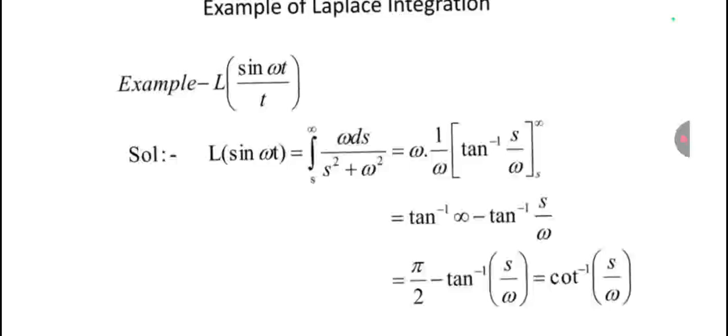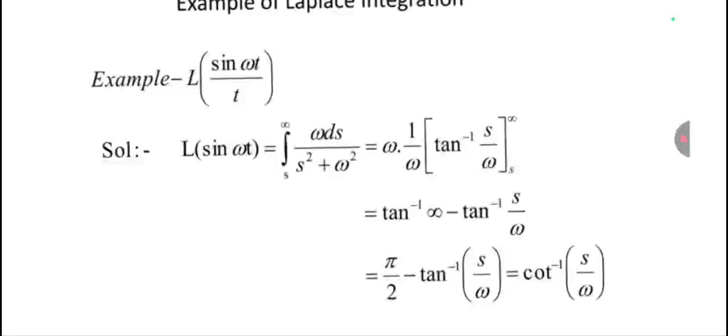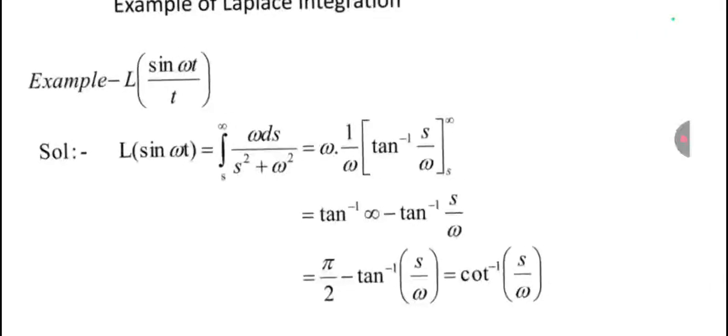So first we have to integrate this one and then substitute the limit, we will get the result. Here this w is a constant, take this constant out. So integral s to infinity ds by s square plus w square. So what is the integral of this one? 1 by w into tan inverse of s by w. Here substitute the limit s to infinity. When you substitute the upper limit and the lower limit, we'll get tan inverse of infinity minus tan inverse of s by w. The previous step, w and w will get cancelled.